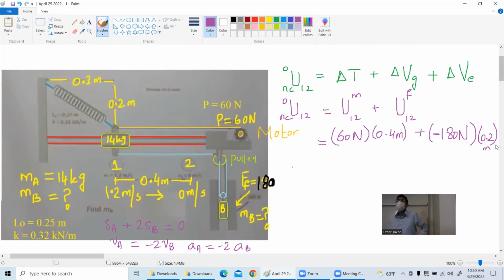No? Pulley. You did not practice pulley problems, no? I need to say that if 14 kg is moving 0.4 meters, then it should also go 0.4 meters down. There is a pulley with 2 springs. We went over pulley problems in this class. Do you remember? No? In pulley problems, we said SA plus 2SB equal to 0.